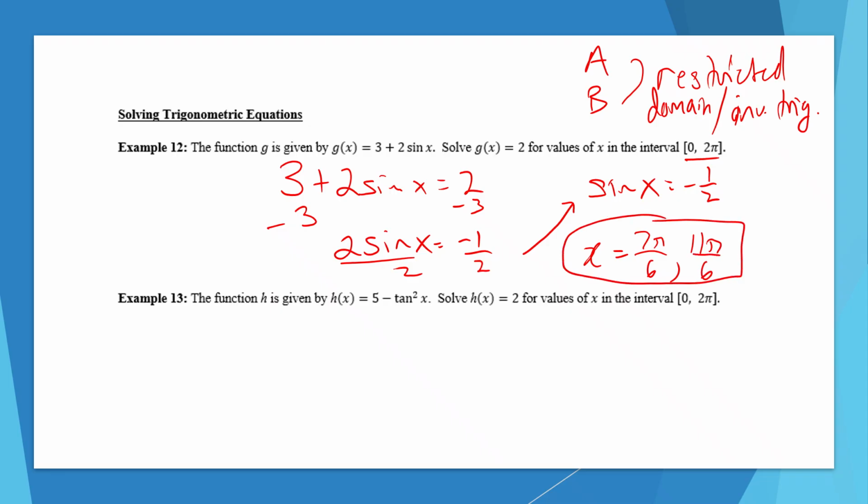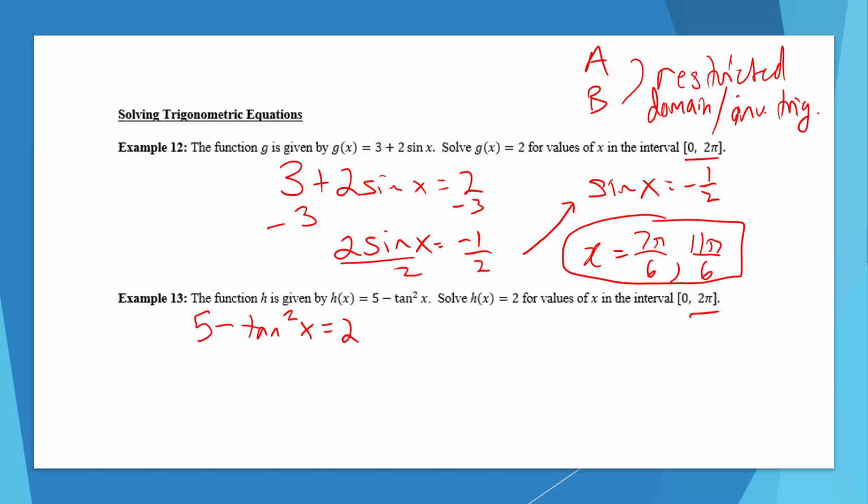Remember, we're not taking the square root, so there's no plus or minus with this one. All right, number 13. Here we have 5 minus tangent squared x equals 2. And again, solving from 0 to 2 pi.